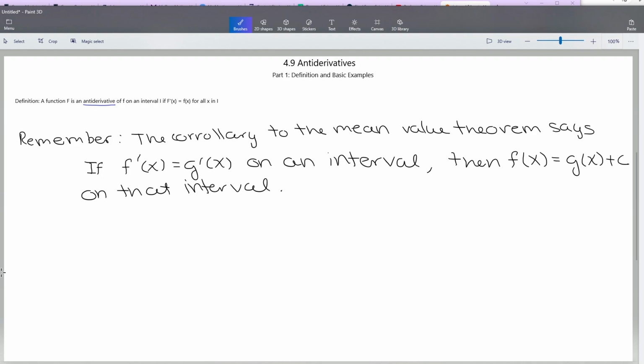Okay? So let's look at a theorem that states exactly what we just talked about, that the constant doesn't affect the derivative. So there's a whole bunch of antiderivatives that have the same main features and then a constant.